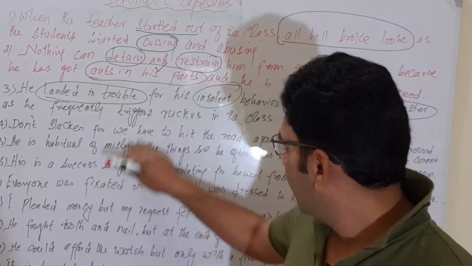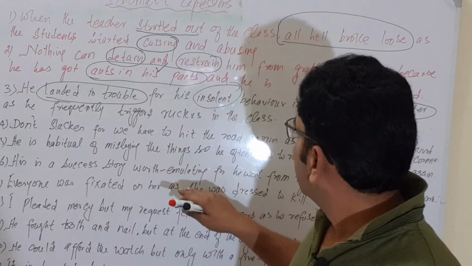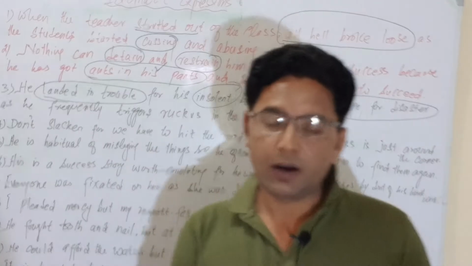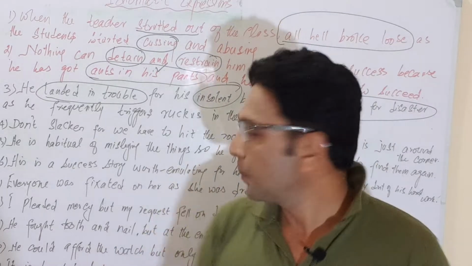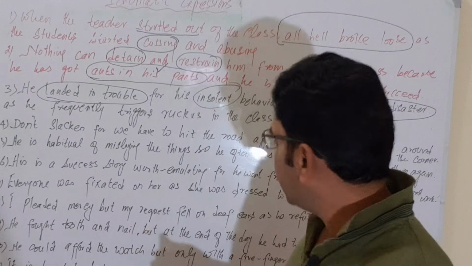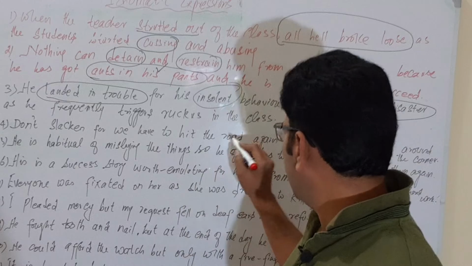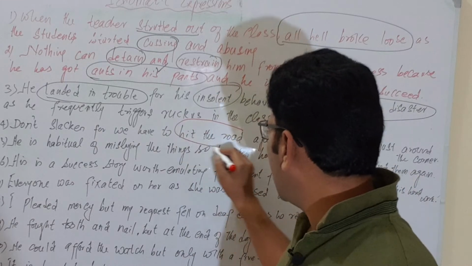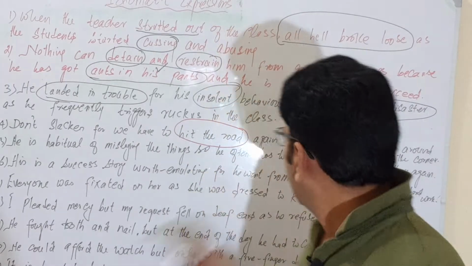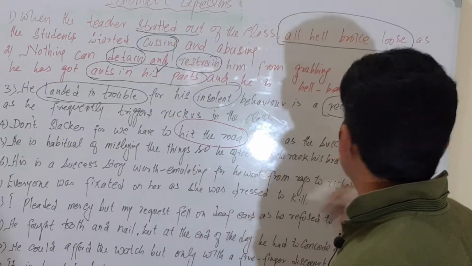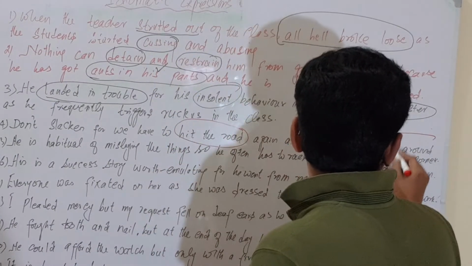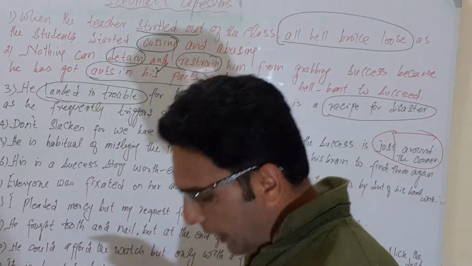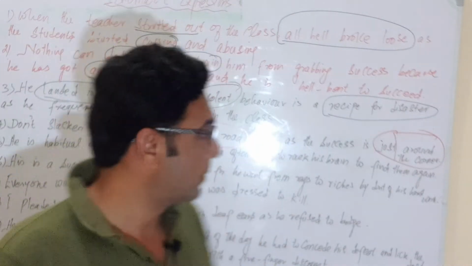So this word slacken is a part of what, vocabulary booster. Don't slacken means don't get lazy. Why? For we have to hit the road. So hit the road is an idiom. It means to start a journey. Again, as a success is just around the corner. This is another idiom. When something is just around the corner, it means it is very near.